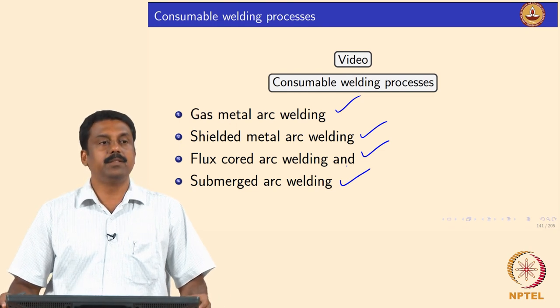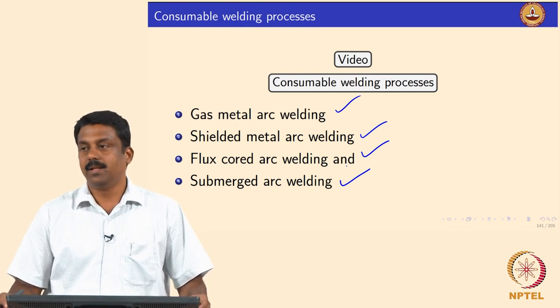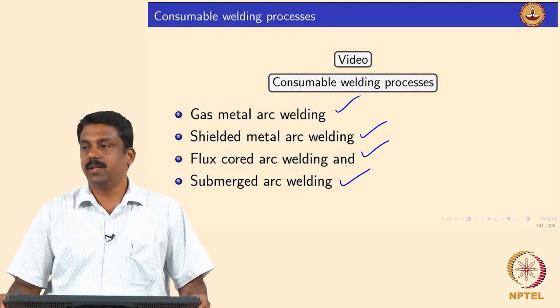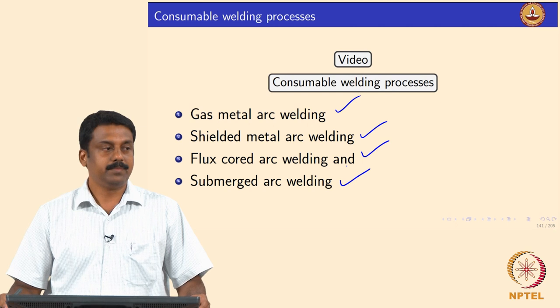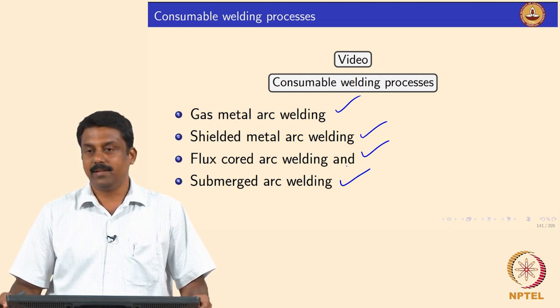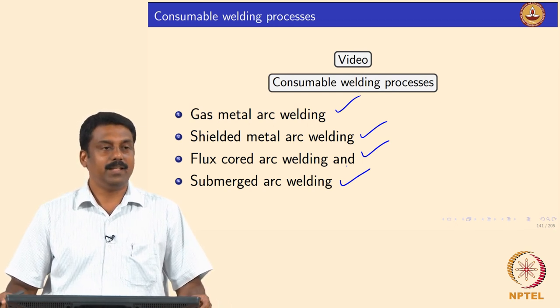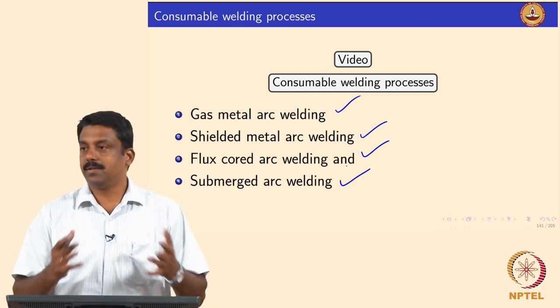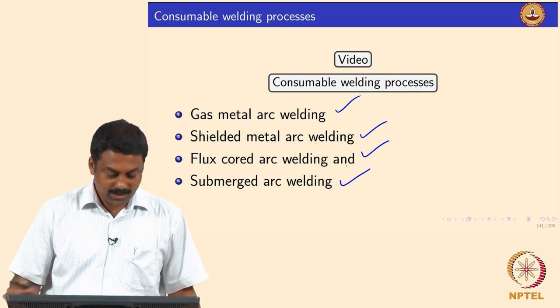And submerged arc welding is widely used for welding thicker sections, because the efficiency is so high, so you can achieve a good amount of penetration, because the arc is completely shielded. So, the radiation and the convective heat loss is minimized by completely shielding the arc. So, we will see them one by one.